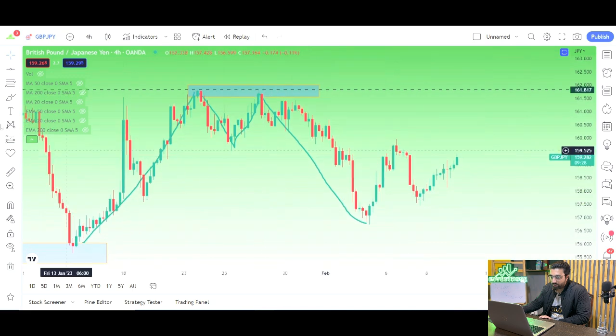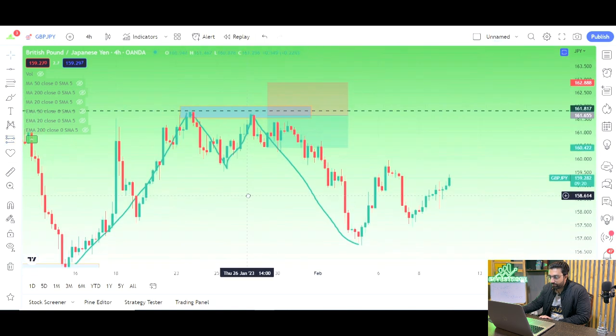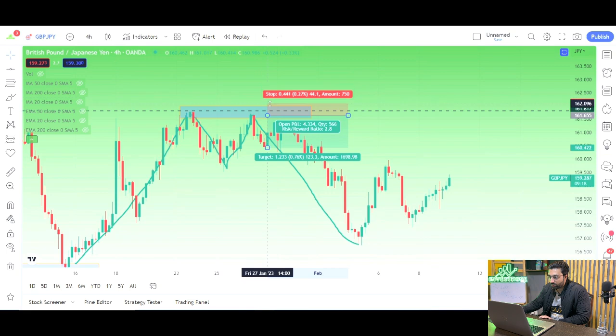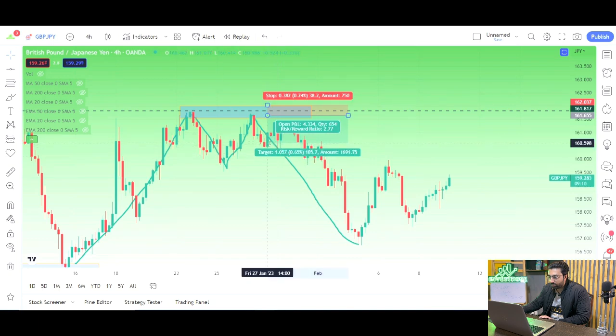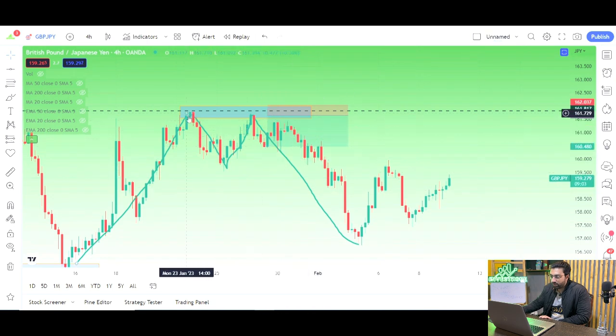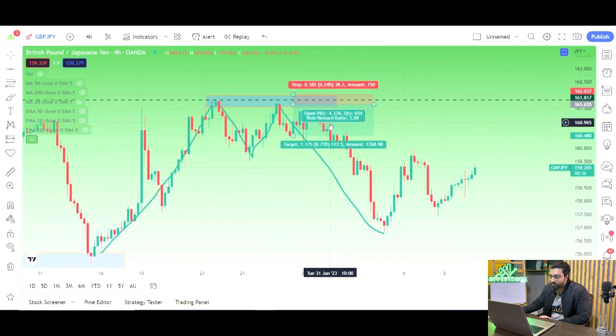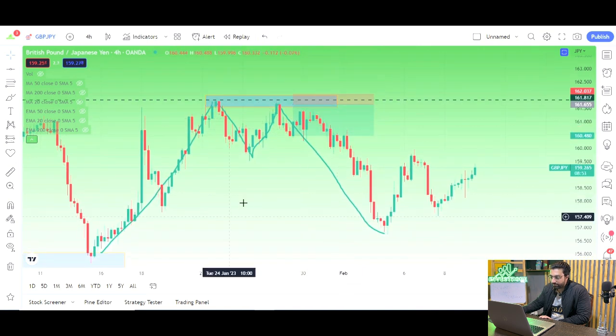So how to trade this resistance zone? Go and put a short position there. Where should your stop loss be? Your stop loss should be a few pips above this resistance zone. And what should your take profit be? A risk reward ratio of 1:3 would be enough. So you can see the risk reward ratio 1:3. You put your stop loss a few pips above the resistance zone, and you traded that, and within a few hours you got your target done.